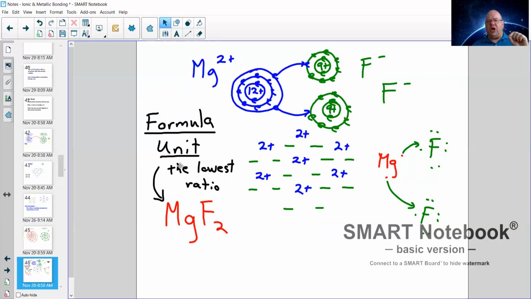Now, what's the charge on the formula unit? Well, magnesium was a 2+, and each fluoride is a single minus, but the ratio is 2 to 1. So the ratio charge, we got 2+, single minus, that adds up to 0. The compound overall is still neutral. The net charge is 0.